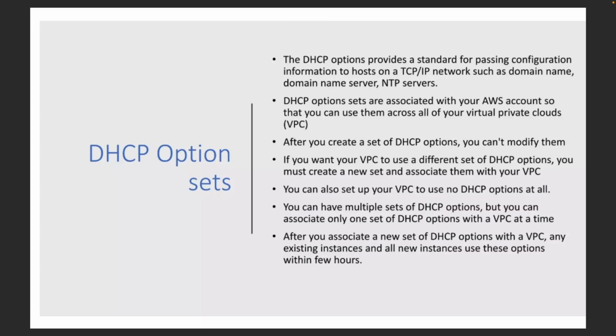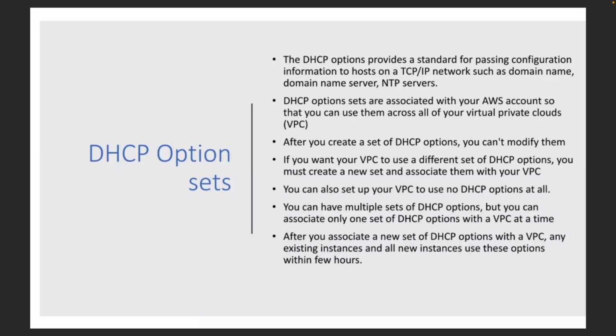Next, we have DHCP option sets. DHCP stands for Dynamic Host Configuration Protocol, and the DHCP option set provides a standard for passing configuration information to hosts on a TCP/IP network. This includes settings like domain names, domain name servers, NTP servers, the fundamental networking information computers need. DHCP option sets are associated with your AWS account, so you can use them across all your virtual private clouds. This means you configure them once and reuse them.